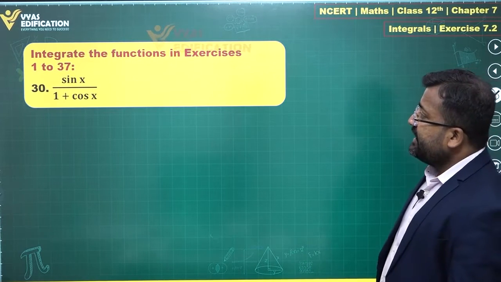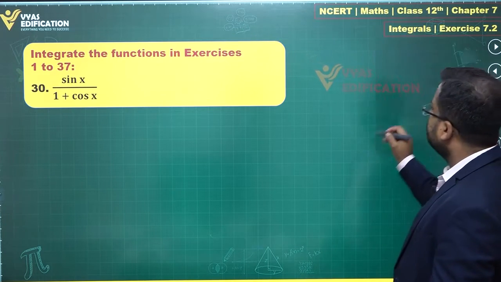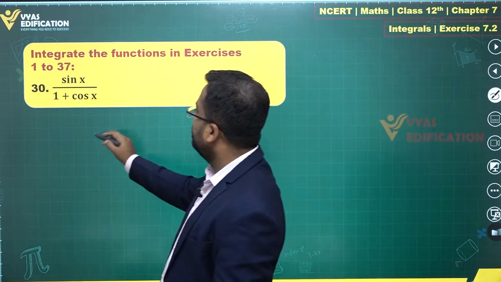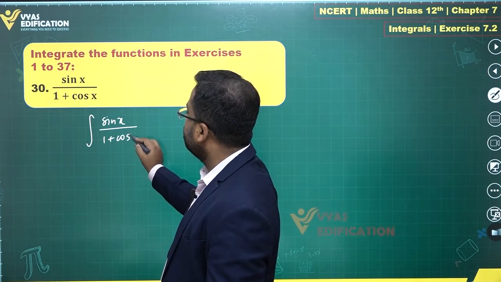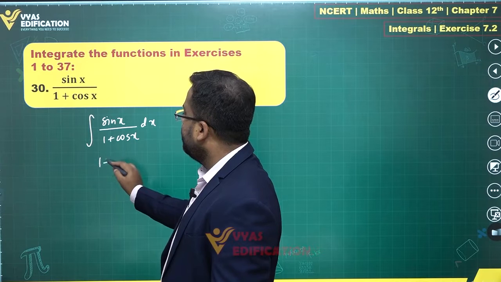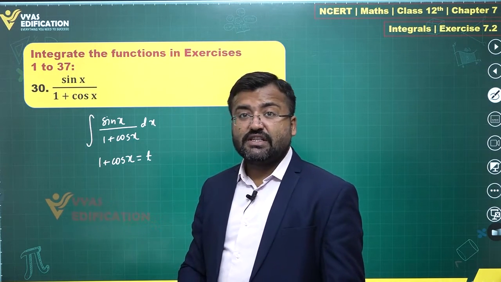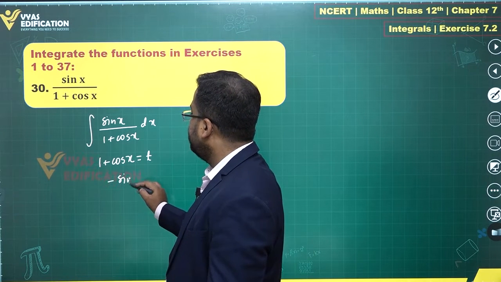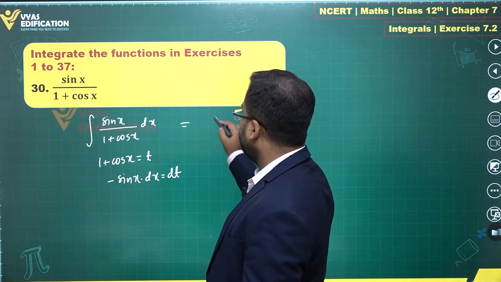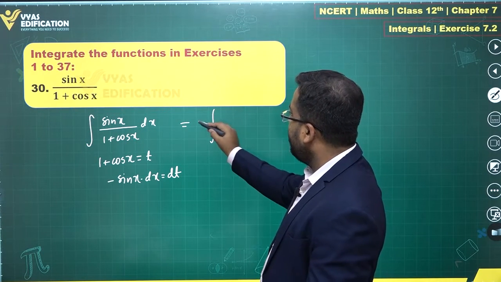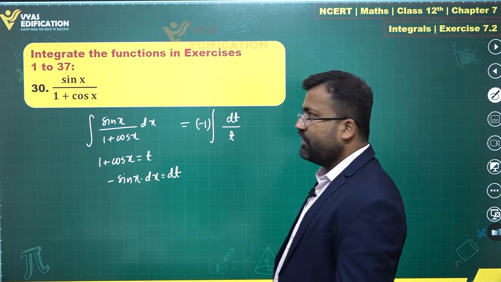30th question has sin x upon 1 plus cos x. Pretty simple. 1 plus cos x can be taken as t, right? So integral of sin x upon 1 plus cos x dx. We can take 1 plus cos x as t, and that tells me derivative of cos x is minus sin x. Minus sin x dx will be equal to dt, and this further tells me sin x dx is minus dt, and 1 plus cos x is t. So this is what you have, right?